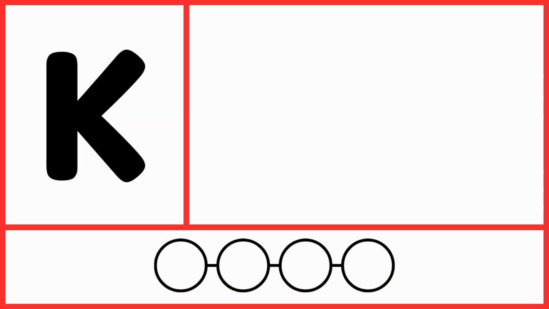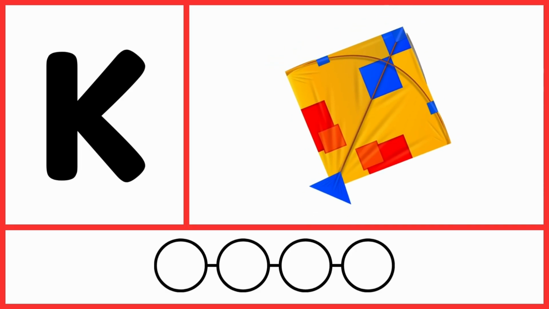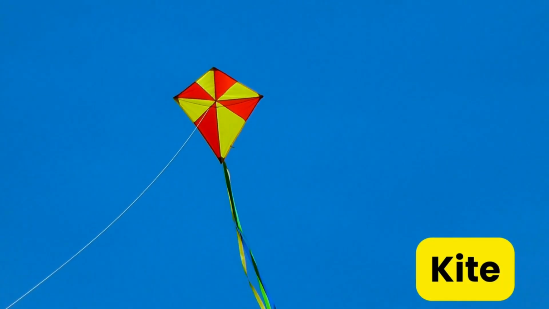K. K is for kite. Let's spell it. K, I, T, E. K is for kite. Kite.